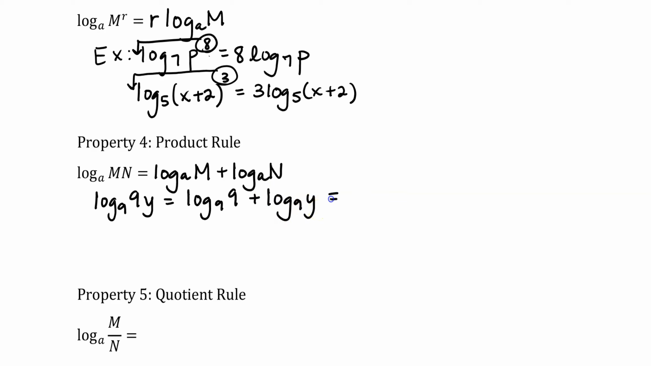And then I'll go ahead and use the first property that we had on the first logarithm, since what's inside of the log matches the base, log base 9 of 9 is 1. So we have 1 plus log base 9 of y.